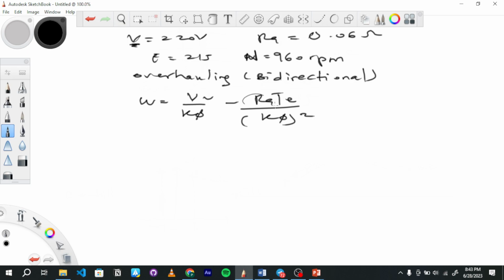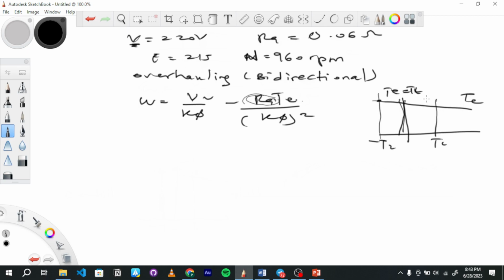We are looking at a bidirectional torque load, right? This is TL. This is negative TL. This is TE. So at this point here, TE is equal to TL, as we can see here. So how do I find my K phi?